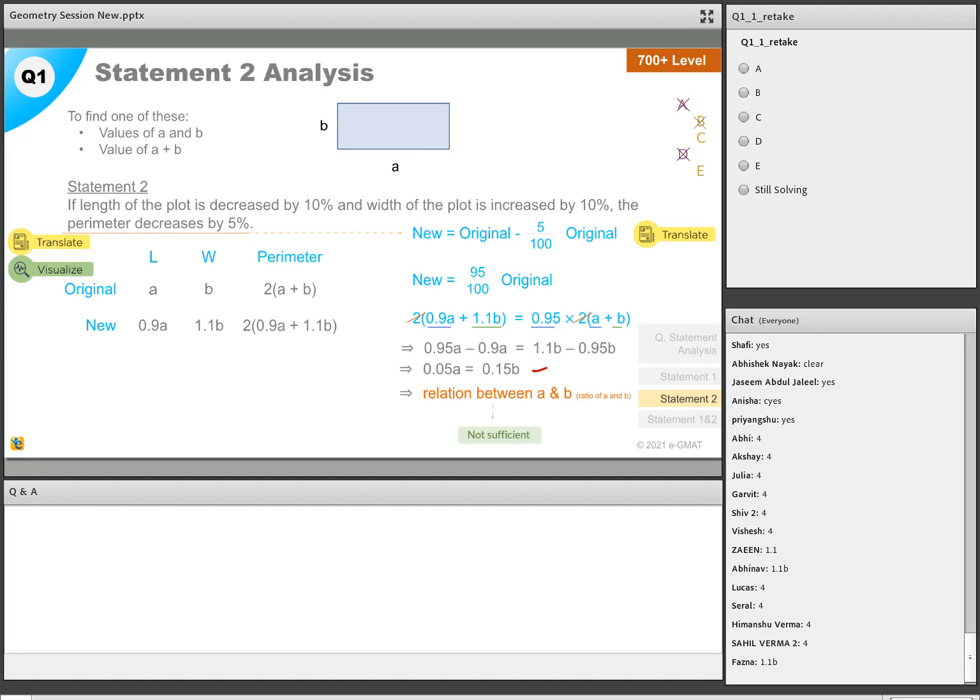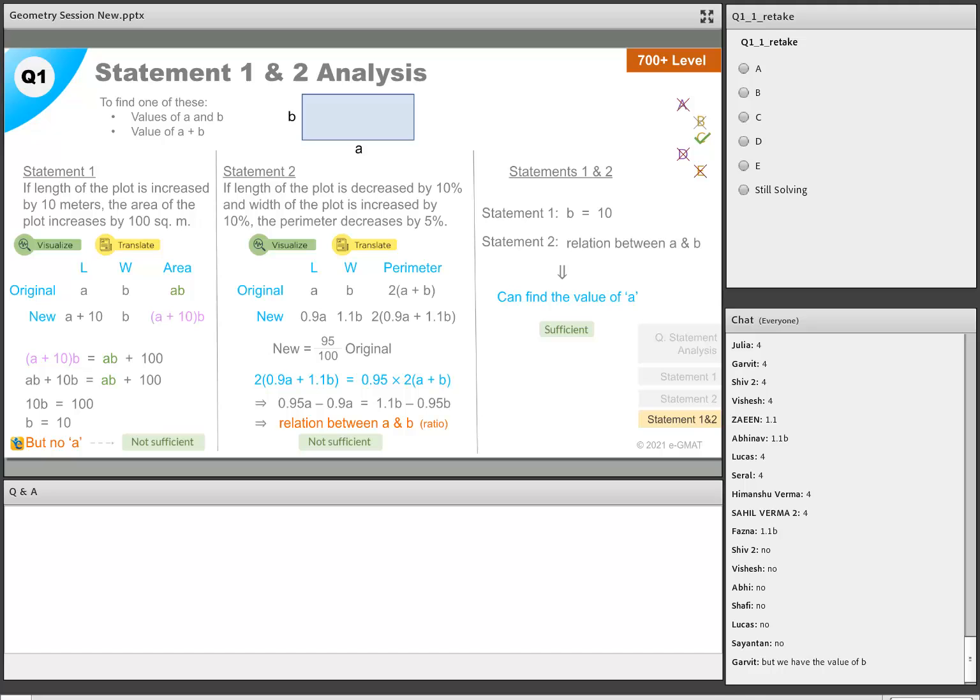to 3B. But do I have the values for A and B, or the total sum of A and B? Do I get that from the statement's analysis? Yes or no? Do I get the individual values or the total sum? I do not, right? And since I do not, even with statement 2, I'll not be able to answer this question. So the second statement alone is not a sufficient statement to answer this question.